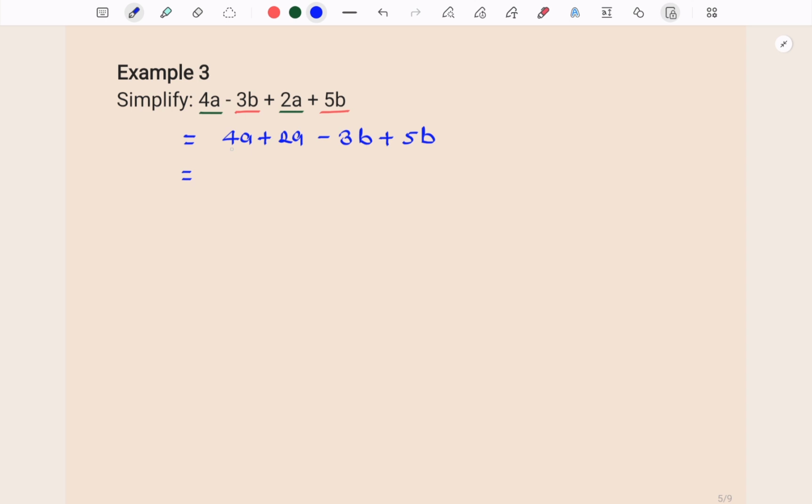Okay, so let's add. 4a plus 2a will give you 6a, and minus 3b plus 5b will give plus 2b. So 6a plus 2b is the final answer. What I want you to remember is that a very common mistake is trying to combine a and b together. Different variables can never be combined. Okay?